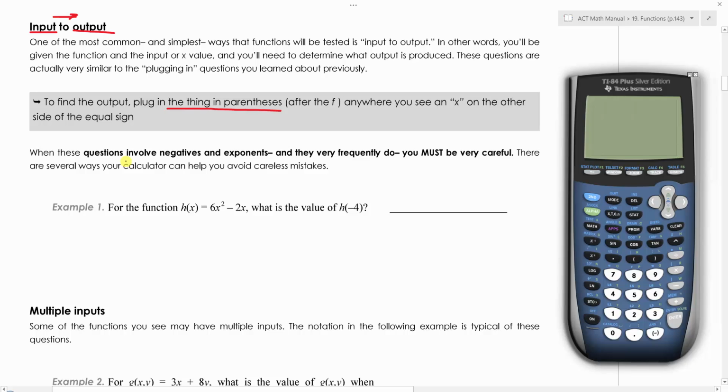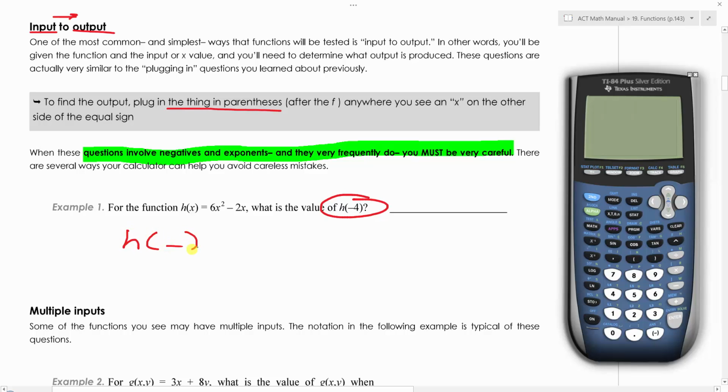One of the things that you do need to know about input to output questions is that ACT will spice these questions up by throwing in some exponents or some negatives, and that can lead to some trickiness because if you're not being careful about your order of operations. I'm going to actually do this in 2 ways. The first way, I'm going to go ahead and write this in a slightly different way.